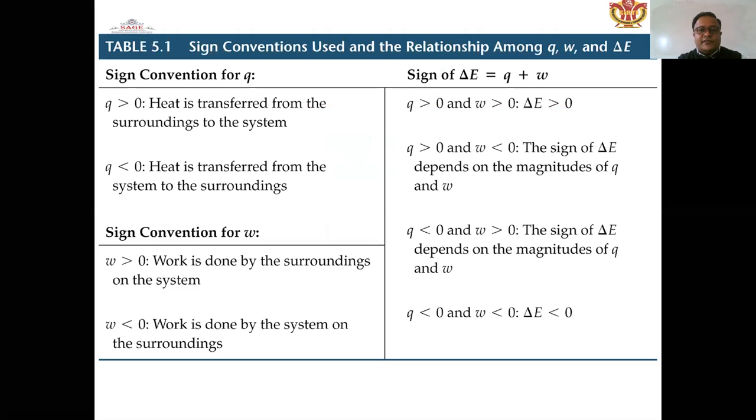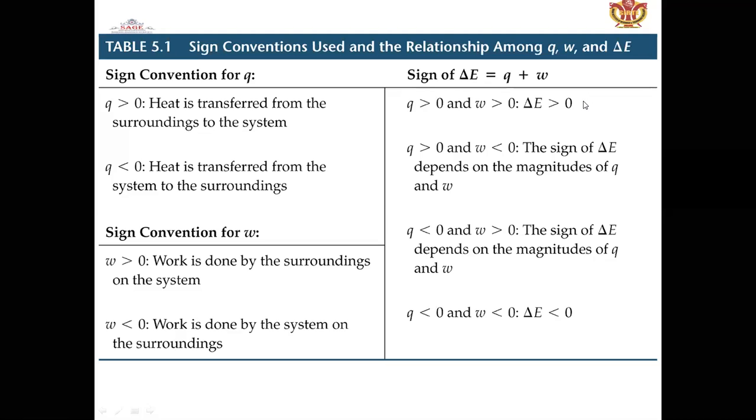So here the sign convention was already discussed in the first chapter of thermodynamics. When the heat is supplied from the system to the surroundings, that is the negative sign. And when the heat is supplied from the surroundings to the system, or the heat is given up by the surroundings to the system side, that is the positive sign.